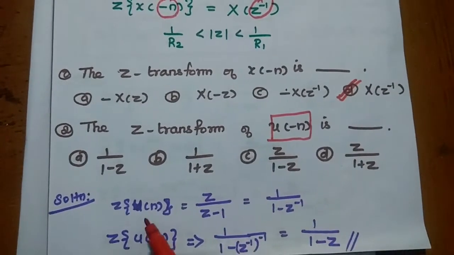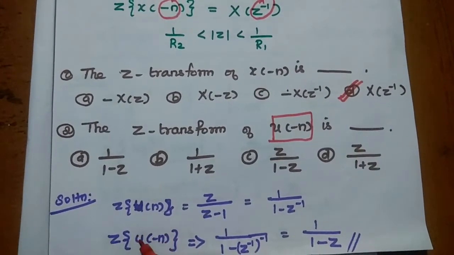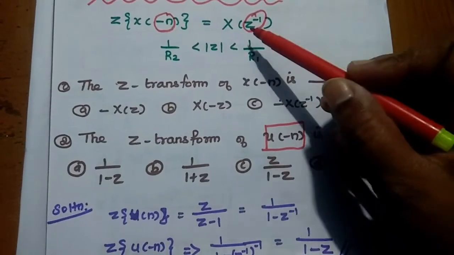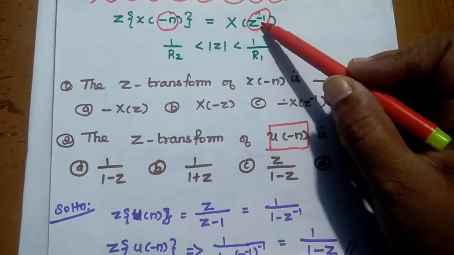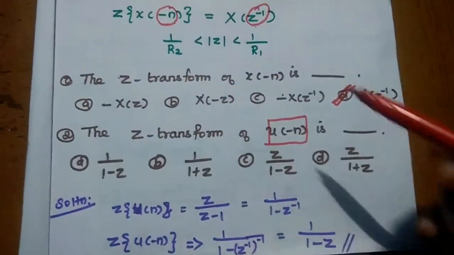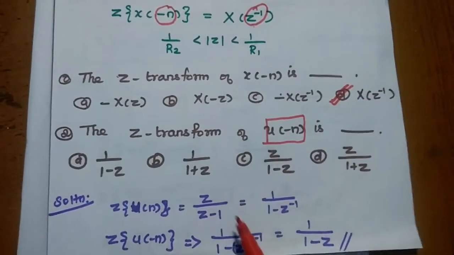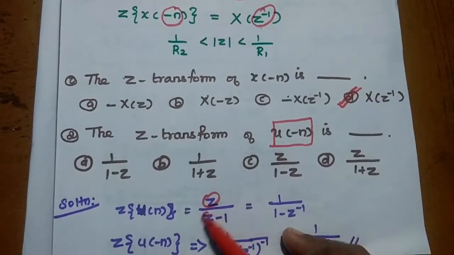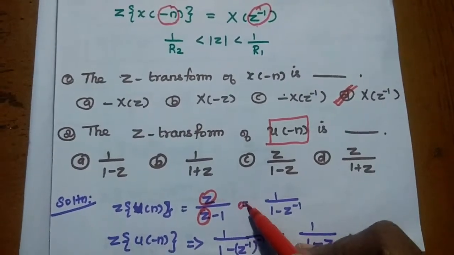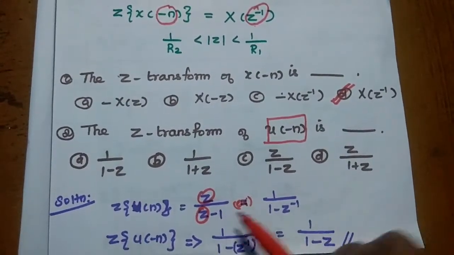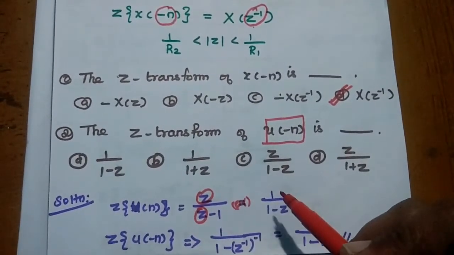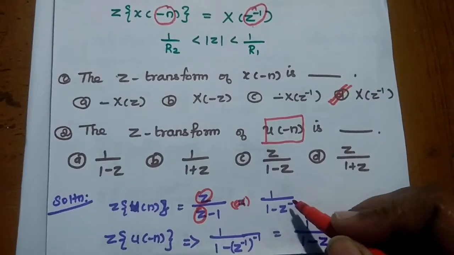Okay. So now we are going to find out u of minus n. u of minus n means what? We are going to replace the z by z power minus 1. Correct. Here we have z by z minus 1, which can be written like this also, right? z by z minus 1 is equal to 1 by 1 minus z inverse. We are going to replace wherever the z value is there.